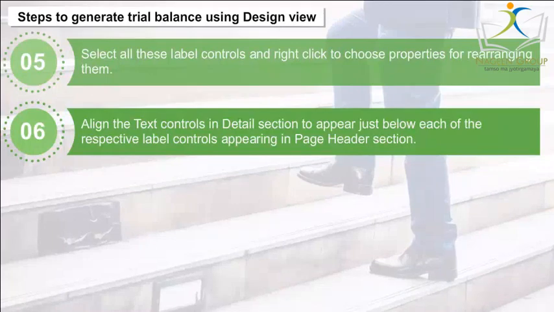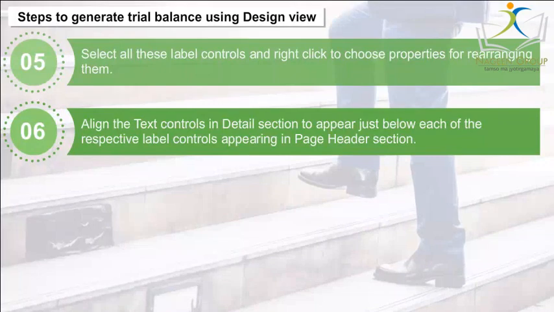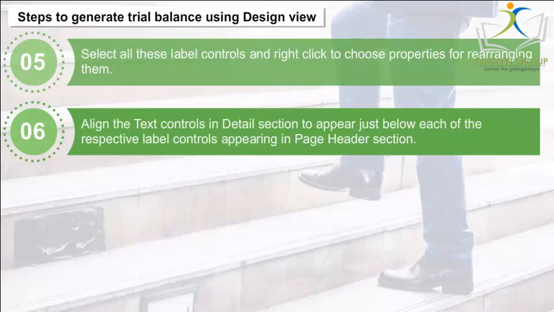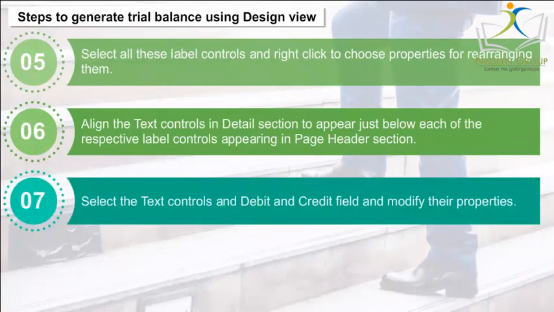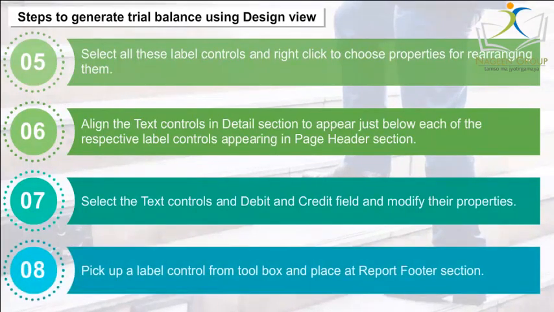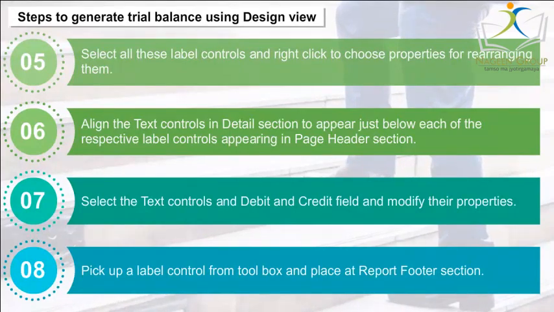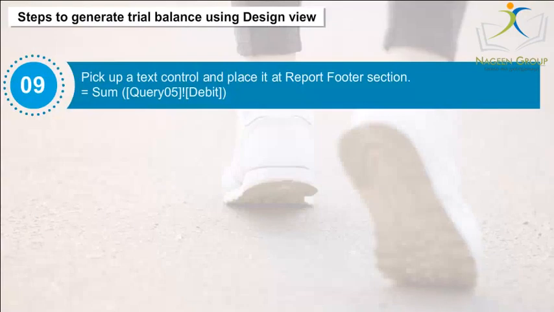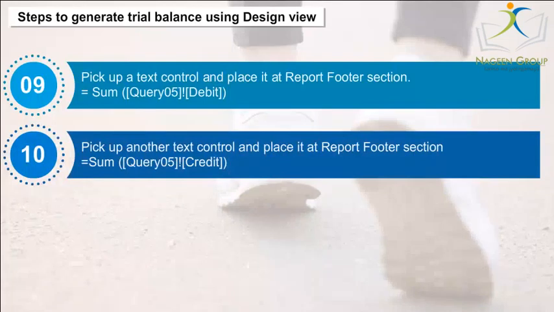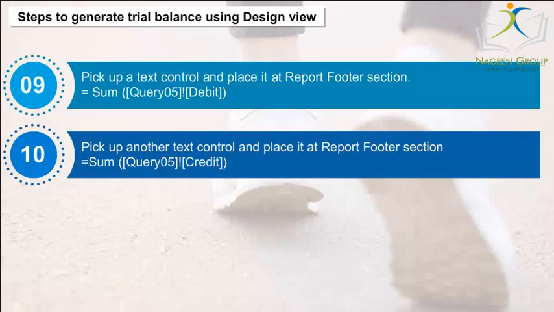6. Align the text controls in Details section to appear just below each of the respective label controls appearing in Page Header section. 7. Select the text controls and debit and credit field and modify their properties. 8. Pick up a label control from Toolbox and place at Report Footer section. 9. Pick up a text control and place it at Report Footer section. 10. Pick up another text control and place it at Report Footer section.